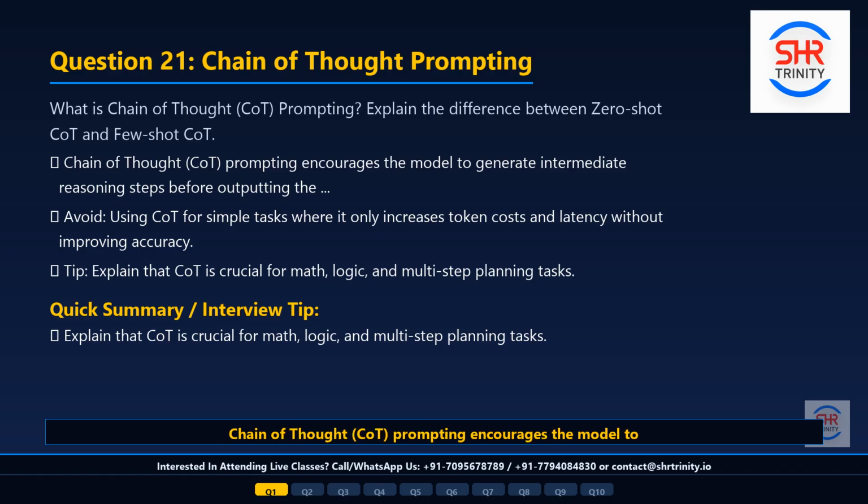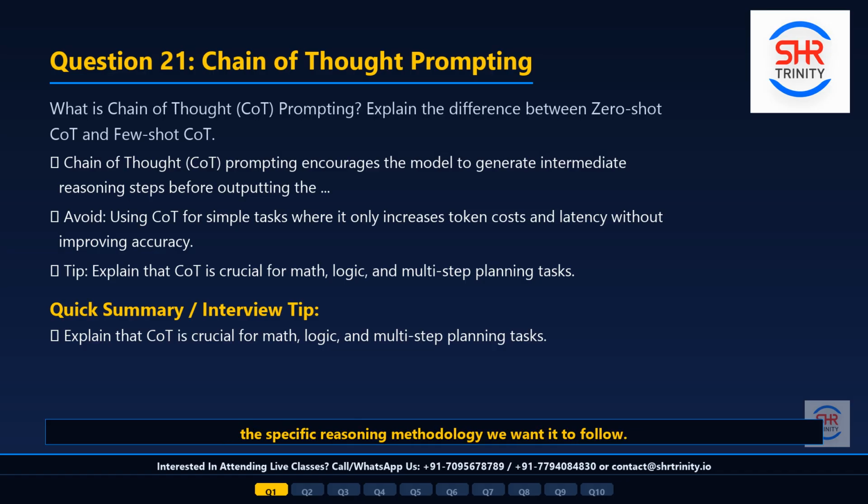Chain of thought, COT, prompting encourages the model to generate intermediate reasoning steps before outputting the final answer, which significantly improves logical accuracy. Zero-shot COT simply appends a trigger phrase like, "let's think step by step" to the end of the prompt, forcing the model to calculate intermediate steps. Few-shot COT provides explicit examples that show both the problem-solving steps and the final answer, teaching the model the specific reasoning methodology we want it to follow.